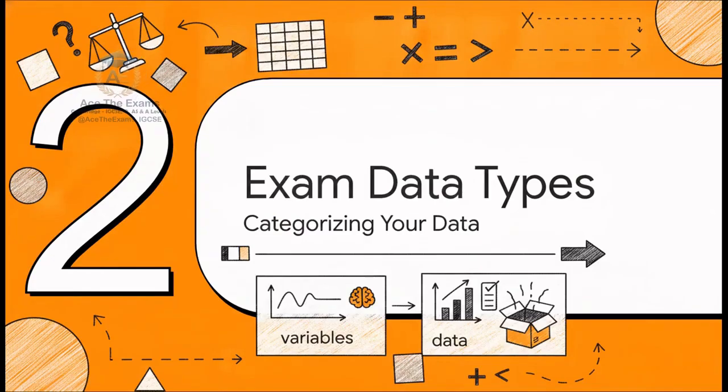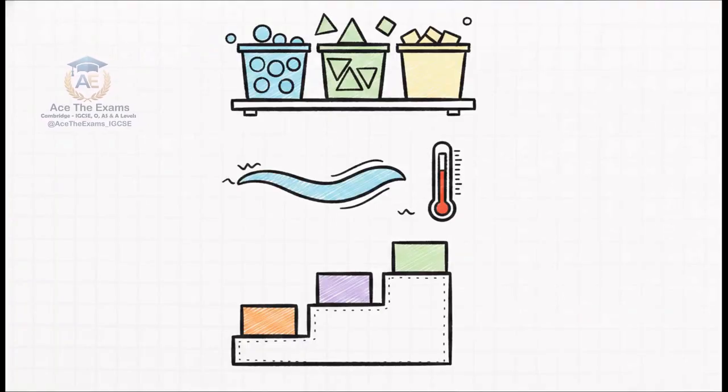Section 2, categorizing your exam data. Okay. This is where we take those variables and figure out exactly what kind of numbers or words you're putting into your table.